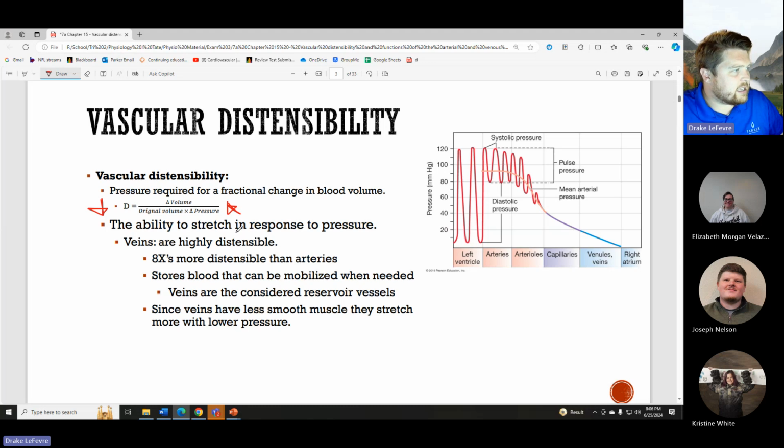Again, repeating the definitions. Veins are highly distensible. This is going to be another kind of test question: 8 times more distensible than arteries. Usually when there's a specific number, sometimes that likes to be a test question, so I would make sure I write that one down. The veins are going to store the blood that can be mobilized when needed. And veins are considered reservoir vessels. What do you think that means? Reservoir vessels.